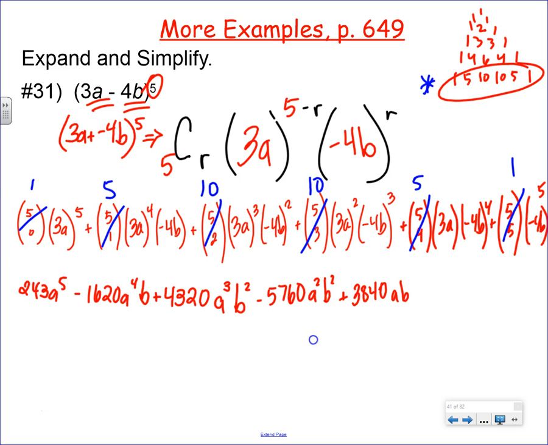A times B to the 4th, right? No. I wrote something wrong. Yeah, 3. B cubed, thank you. There we go. So now AB to the 4th. And then the last term? But it's a negative, right? Negative. Good.